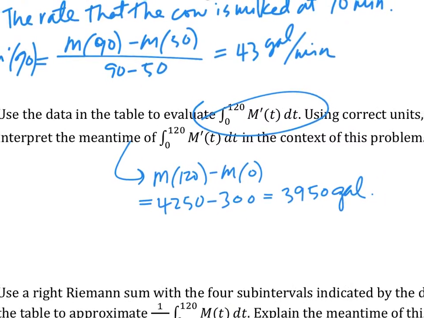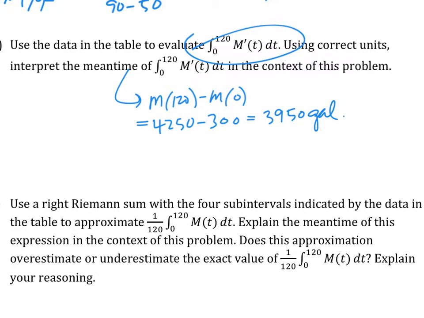All right, the last one is the tricky one. Use a right Riemann sum with 4 subintervals indicated by the data in the table to approximate 1 over 120 times the integral from 0 to 120 of m of t dt. All right, what does this mean? The average, right, average what? Yeah, average amount of milk that was milked in 120 minutes, right?